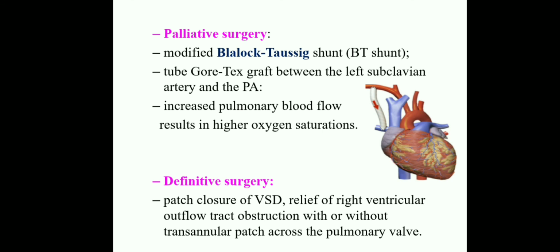And next, coming to the definitive surgery. In the TOF condition, we should patch close the VSD and relieve the right ventricular outflow tract obstruction, with or without a transannular patch across the pulmonary valve. Right between the right and left ventricles the VSD is there, so you should do the patch closure surgery. This is about the definitive surgical intervention for the TOF. Okay, all of you clear?